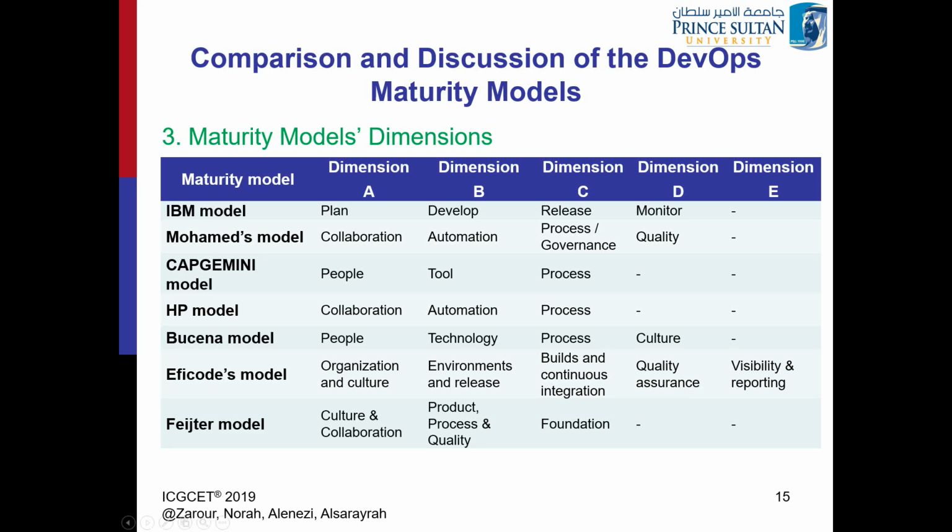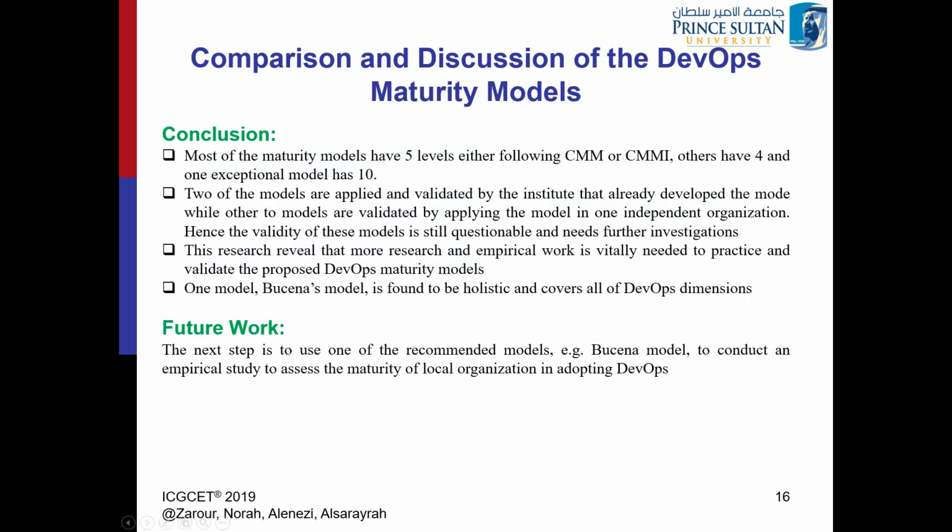Then, if we talk about the maturity model dimensions, what are the different dimensions? As we have seen previously, some of them have 3, 4, or 5 dimensions. The different names for dimensions: in IBM, they call the first dimension plan. For the next model, it is collaboration, then people, collaboration, people, organization, and culture, culture and collaboration in Feiter, and so on. So for these different dimensions, sometimes there are similarities between the naming among the different maturity models, but sometimes it differs a little bit.